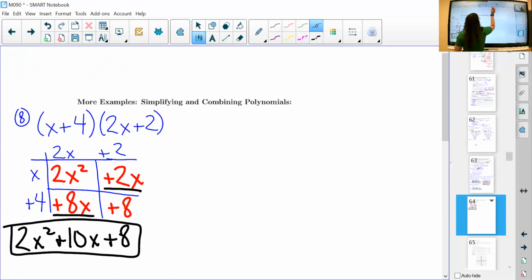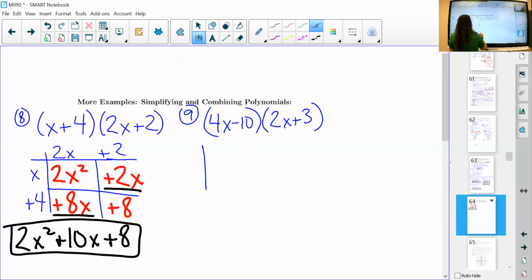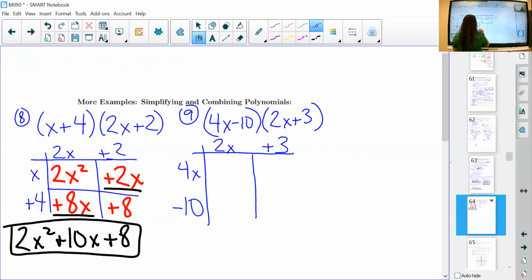Example 9. 4x minus 10, 2x plus 3. I'll set this chart up for you. 4x minus 10, 2x plus 3. You go ahead and fill in the 4 cells here. Decide if there are any like terms to combine. Decide what order they should be in. So finish it off.